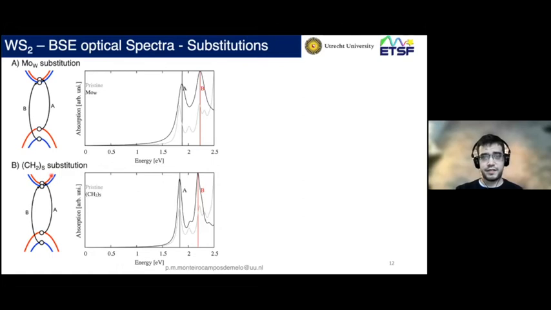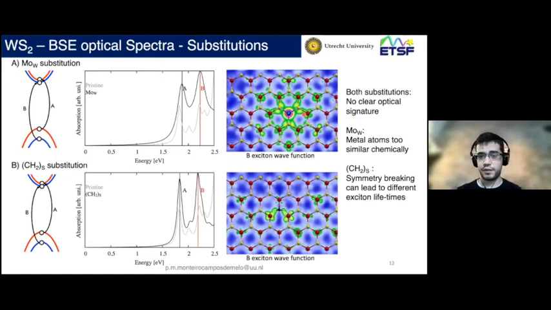As a consequence at the optical level, the A and B excitons are basically recovered with very little changes in their energies. However, at the level of the wave function, something changes. In both cases, the exciton wave function does spread through the whole solid, so it's not a typical thing of a defect. But also there is some charge concentration near the defect site, and it's even more striking in the CH2 case because there is an actual breaking of symmetry due to the presence of the methyl group.